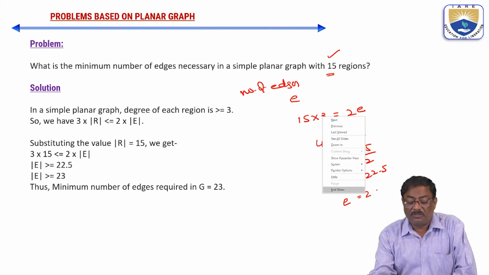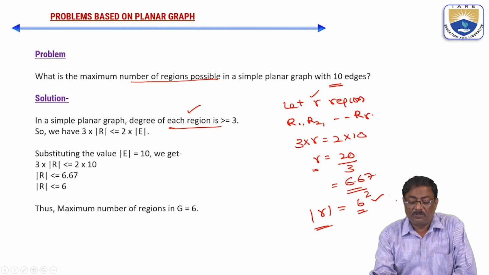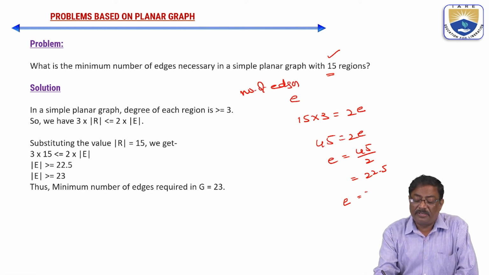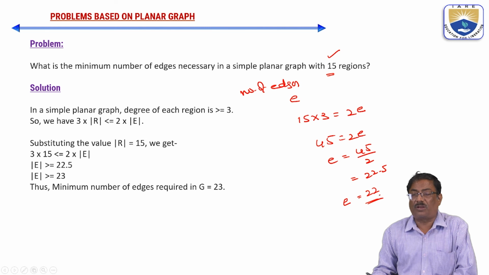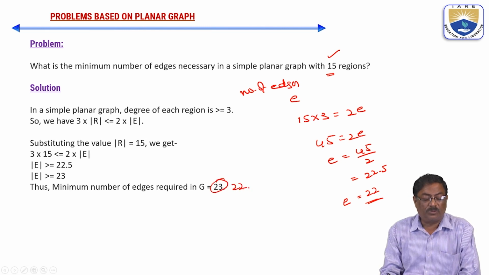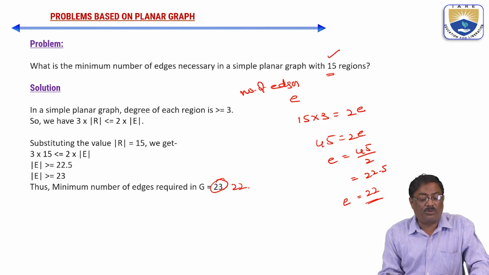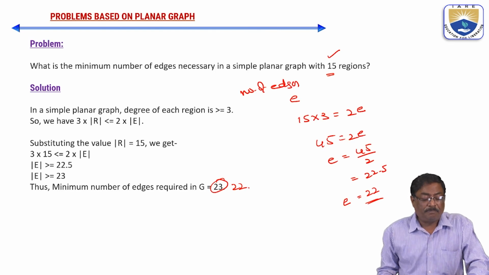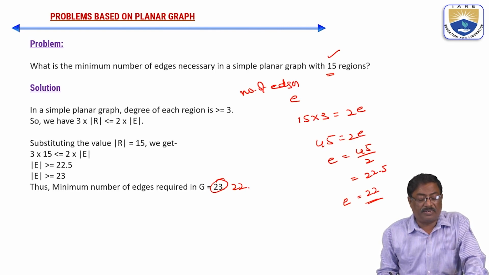Okay, in the previous example the maximum number of regions is 6. Here the minimum number of edges is only 22. So E should be greater than or equal to 22, substituting the r value, which gives 45.